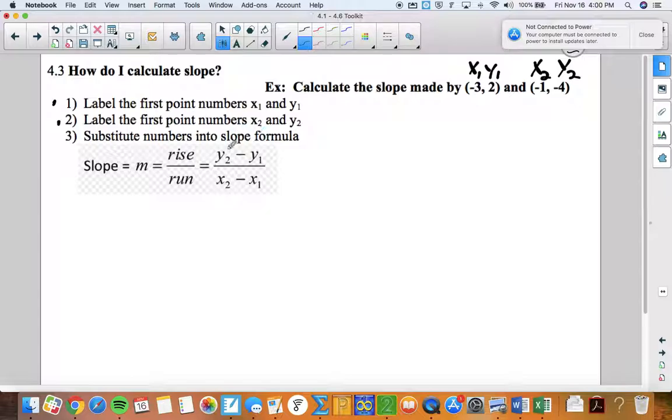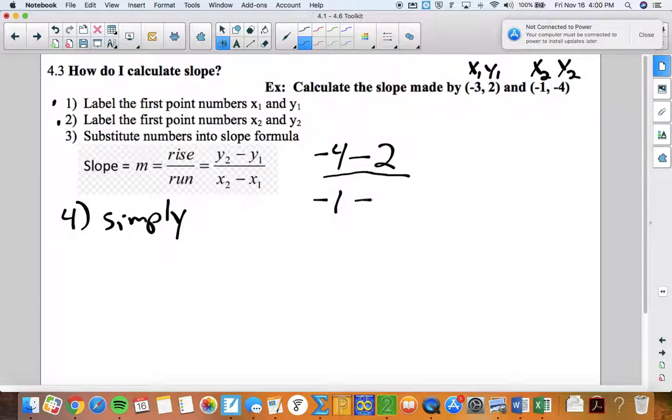Substitute numbers into the formula, and then we should simplify, by the way. And simplifying is really going to be a two-step process. So let's substitute in here. So my y2 value is negative 4. And then I subtract my y1 value, which is 2. On the bottom, x2 starts first, so that's negative 1, minus my x1, which is negative 3. And so now I simplify.